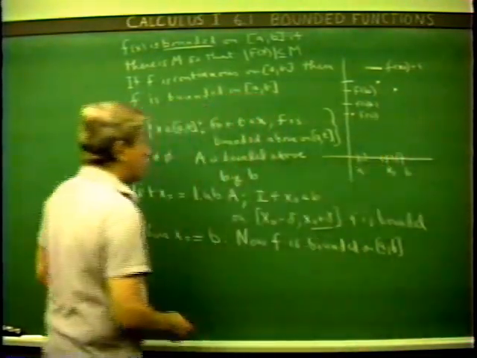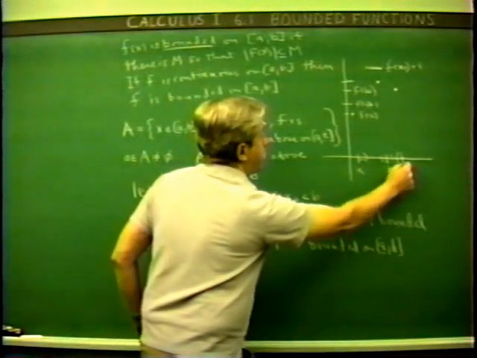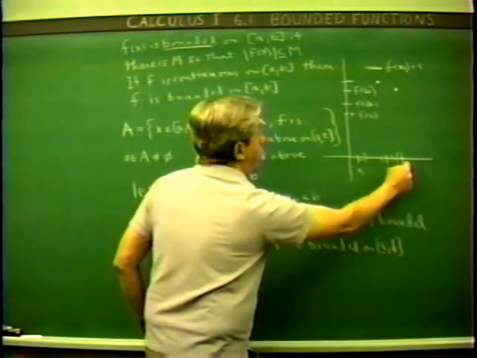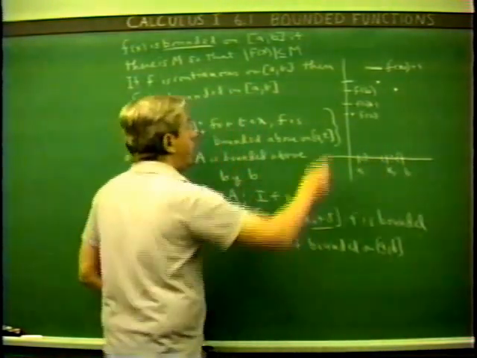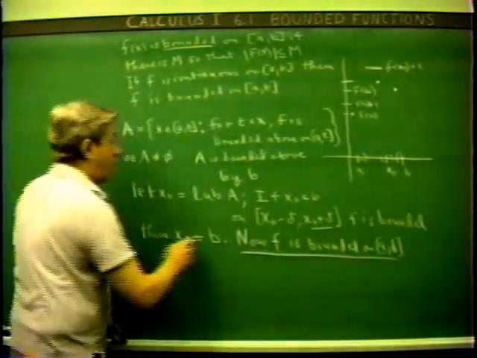plus 1. Right? But we know it's bounded from a up to this point, and it's less than or equal to f of b plus 1 on this interval here, and so by taking the larger of the two bounds for the function, we find that the function is bounded above, so that f is bounded on AB.